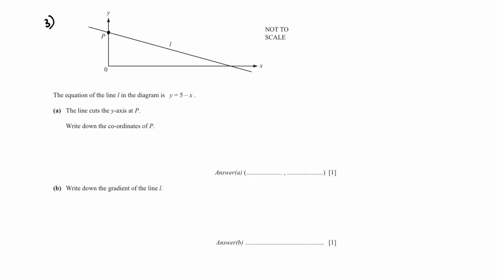Question number 3. The equation of the line L in the diagram is y is equal to 5 minus x. This is the line L and it is y is equal to 5 minus x. The line cuts the y-axis at P. Write down the coordinates of P. Whenever a line cuts the y-axis, the x-coordinate is going to be 0. This is important, you need to remember.